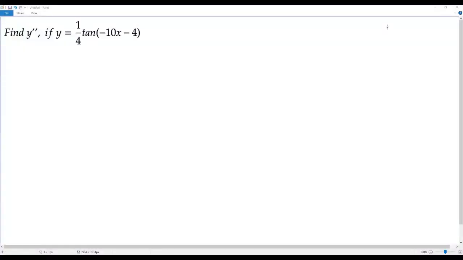Here we have an AP Calculus AB problem. Okay, let's go to the question. Find y double prime if y equals 1/4 times tangent of (-10x - 4). So y double prime means we have to find the second-order derivative of this y with respect to x.